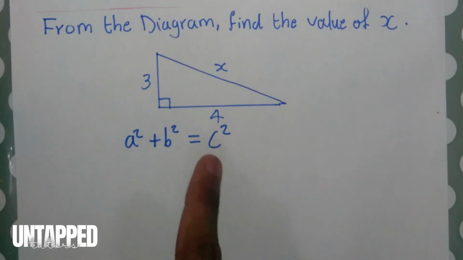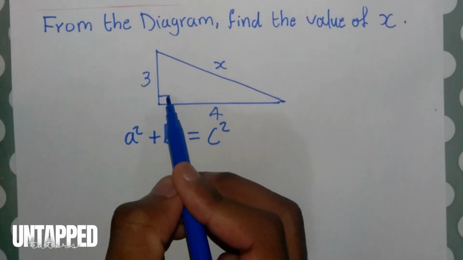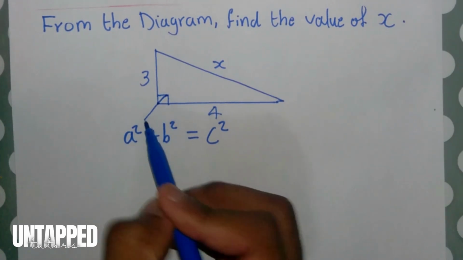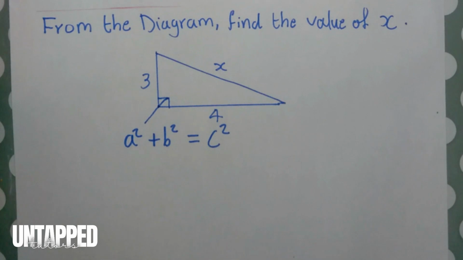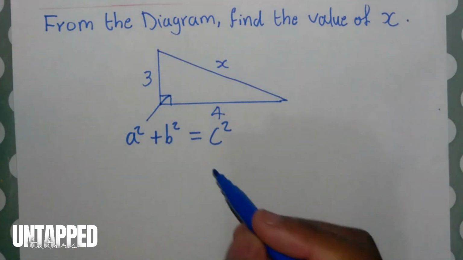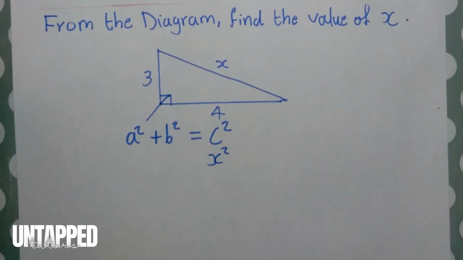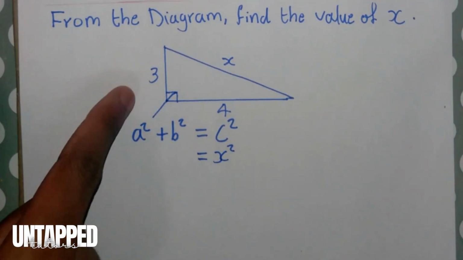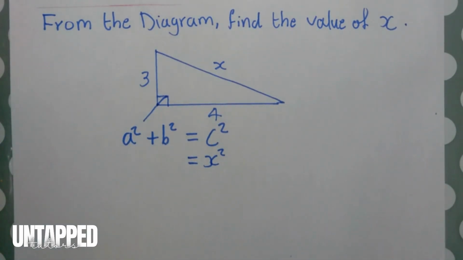So we need to find our c, which is our hypotenuse. So we draw our line from this corner of the right angle, and then it gives us an arrow pointing towards our hypotenuse. Our hypotenuse in this case is x, this side x. So we know our c is x squared. Then we have equal to. So then we have this side, which is 3, and then this side, which is 4. Those are our adjacent sides.